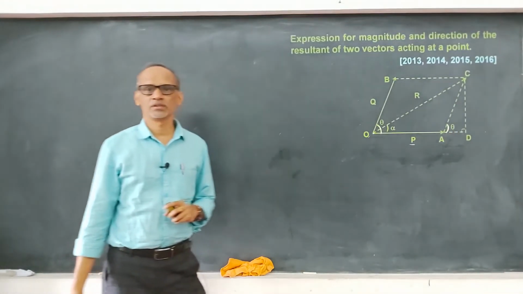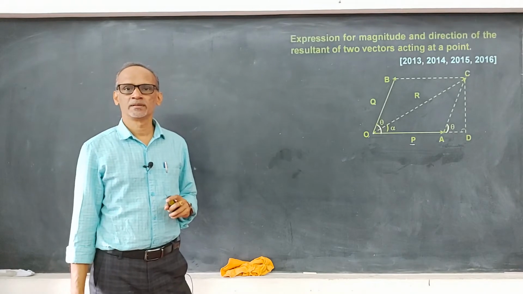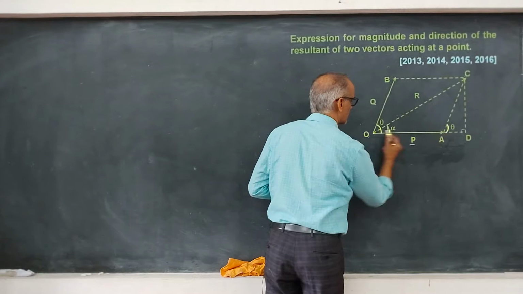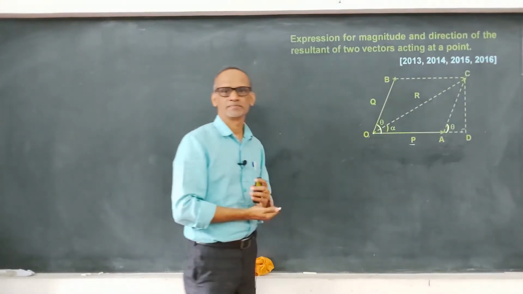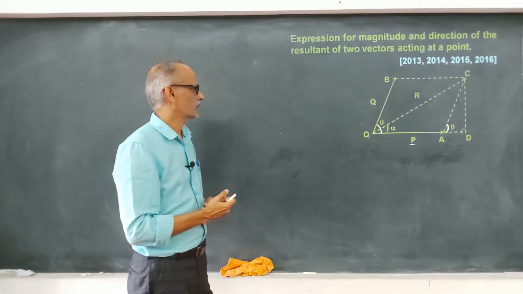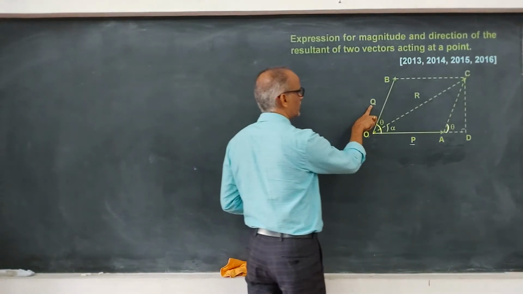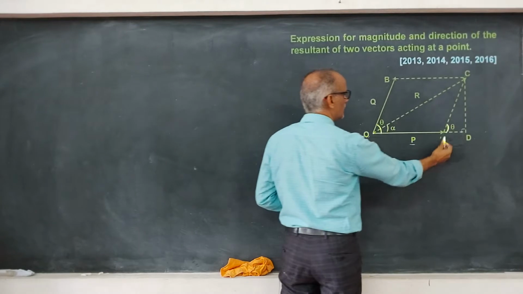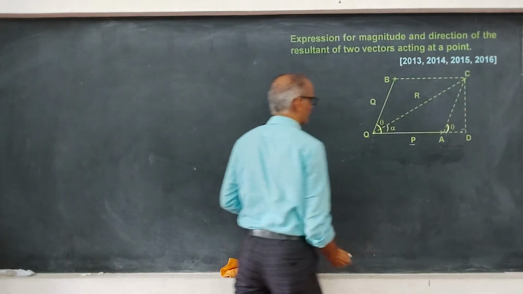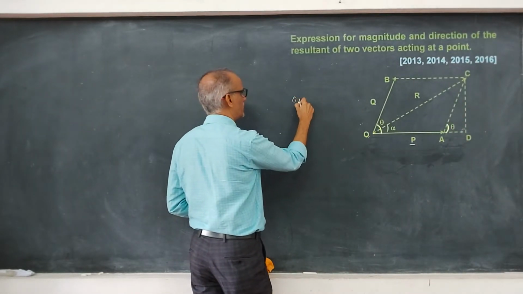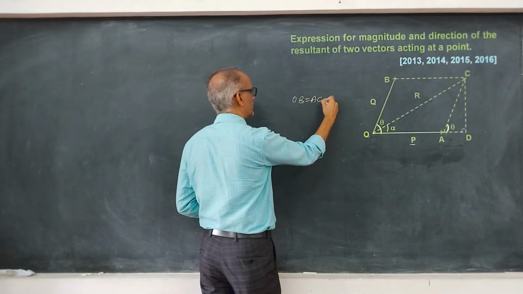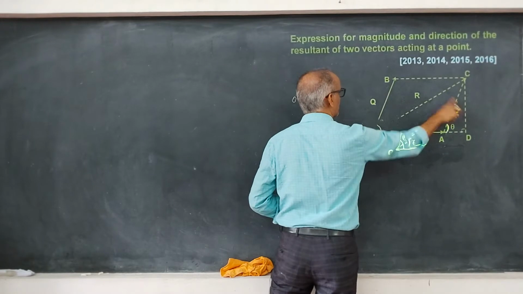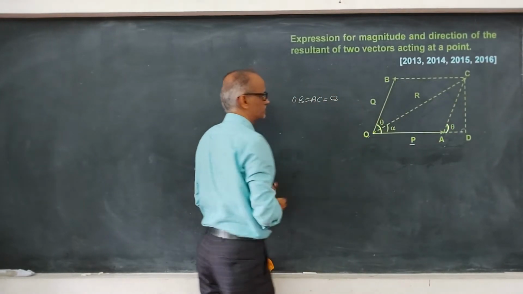What do we call such angles? Corresponding angles. This and this angle are corresponding angles, right? If this is Q, if OB is Q, even AC is also Q, right? So I will write here OB and AC, they are equal, correct? OB and AC, they are parallel, right? So that's why it's equal to Q.